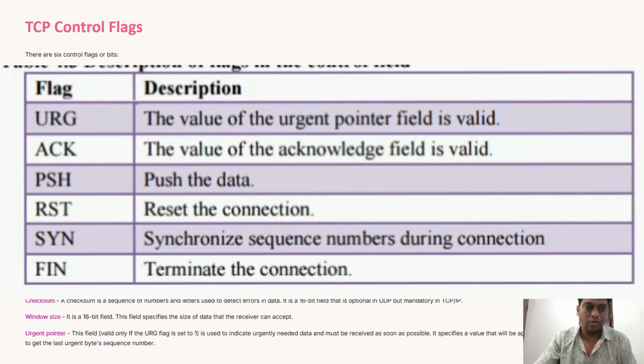These 6 are the control flags. URG: if URG is set, the data is processed very urgently. Acknowledgement: if the acknowledgement is set to 0, the packet does not contain any acknowledgement; if it is set to 1, it represents an acknowledgement. Then RST helps to reset the connection. PSH represents pushing the data directly to the receiver without buffering it. Synchronization: if SYN is set, the device wants to establish a connection. FIN represents terminating the connection.